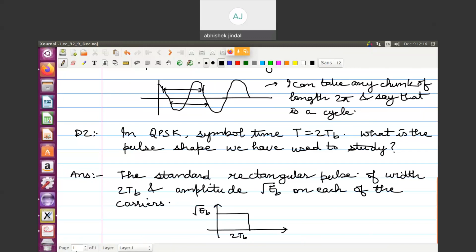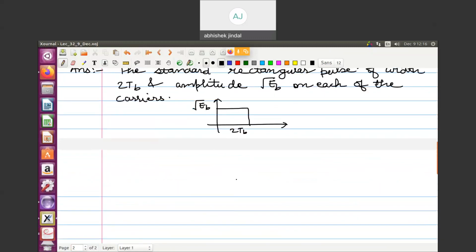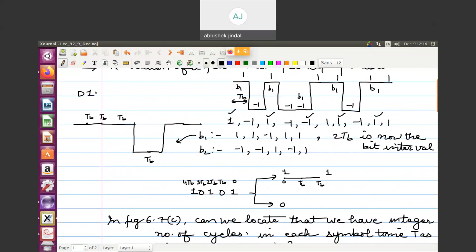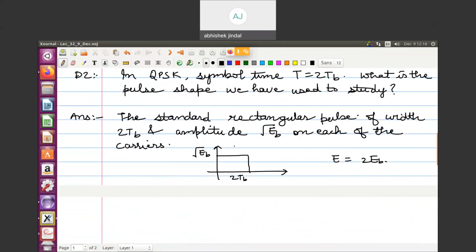So let us see this. We know that this follows because E is twice of EB. This you must know, because if there are two streams, if this is taking a value root of EB and this is taking an amplitude root of EB, they must add up, because our carriers are in quadrature, to give you the energy of a symbol which is twice of EB. Okay, we will see it.